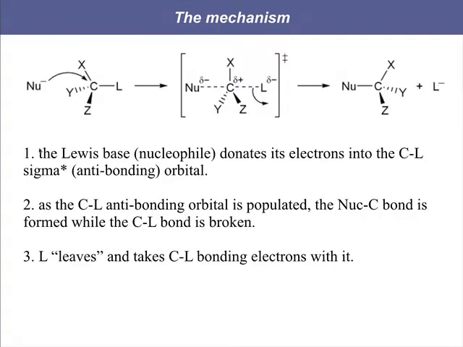So I've listed this in 3 steps, but this really all happens in 1 step. I'm going to show you that in a moment, but we're going to say that as the nucleophile is adding its electrons in, the leaving group is taking its electrons away. That's happening in 1 step. I'm just breaking it into 3 logical kind of steps.